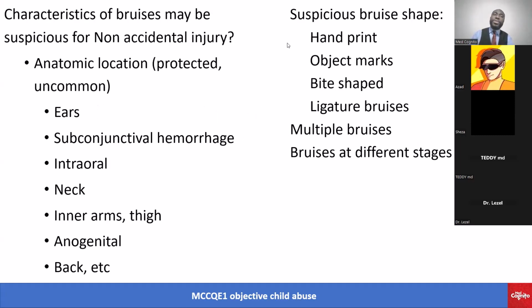Sure, that's good. So now I'm looking at other characteristics of bruises that may be suspicious of non-accidental injury. Non-accidental injury means abuse, right? So the anatomic location: if you see a child with bruises on the ears, subconjunctival hemorrhage, bruises in the mouth, intraoral, on the neck, in the inner arm, in areas where you are not expecting injuries, on the thigh, in the anogenital region.